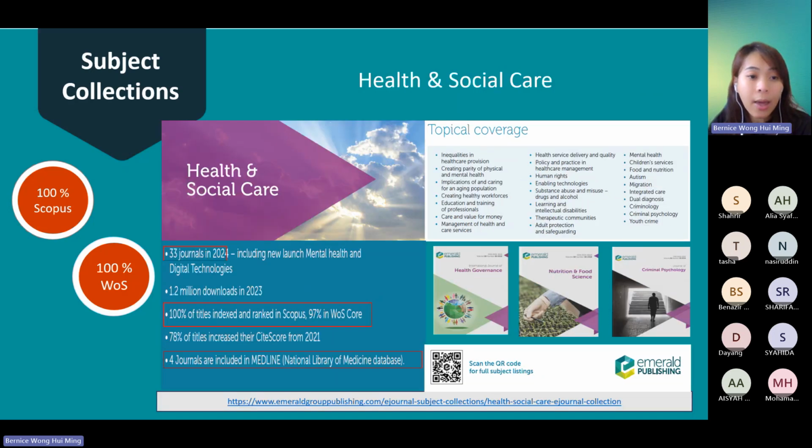Health and social care, we have 33 journals. All are in Scopus and WOS. For health and social care, we talk more about quality measurement. For example, mental health, food and nutrition, autism, migration, learning and intellectual disability, care and value for money, management of health and care services are part of this collection.